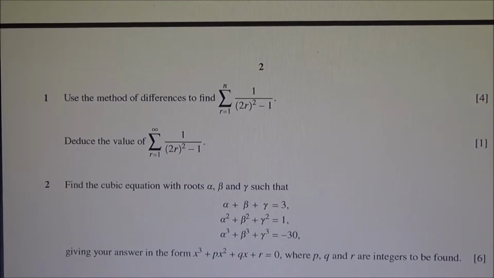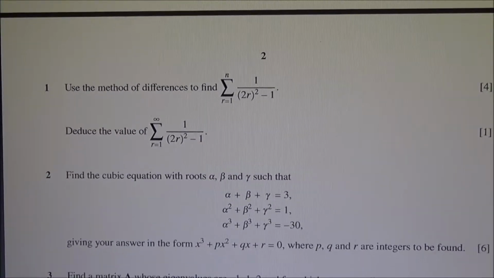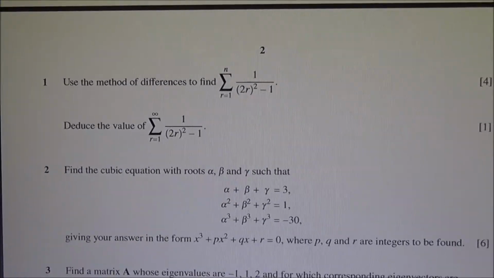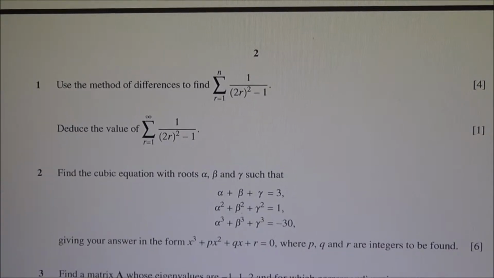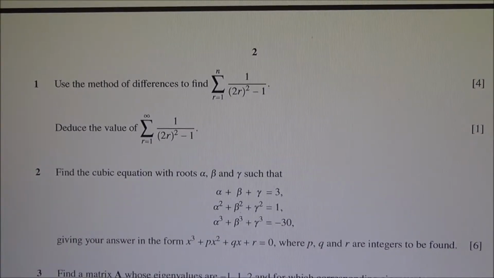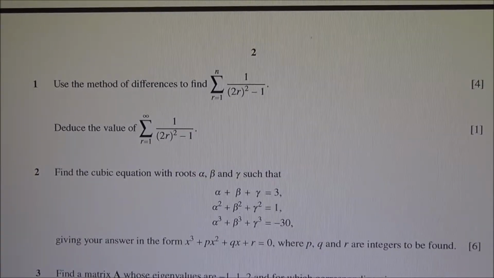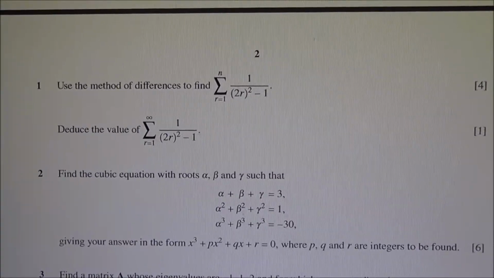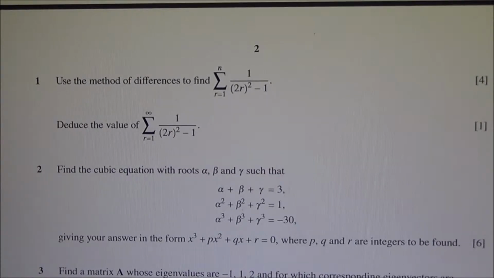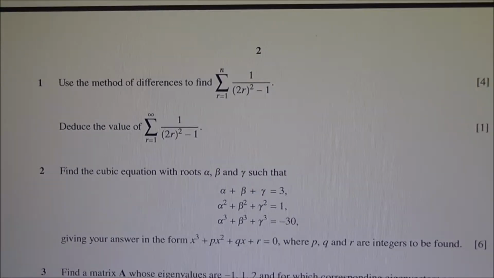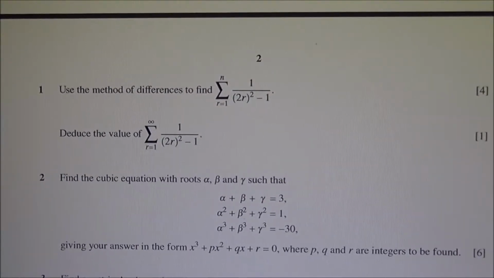Hi, for question number 1, use the method of differences to find the summation of r going from 1 to n for 1 over (2r) squared minus 1, and also deduce the value of the summation of r going from 1 to infinity of 1 over (2r) squared minus 1. 5 marks for this question.